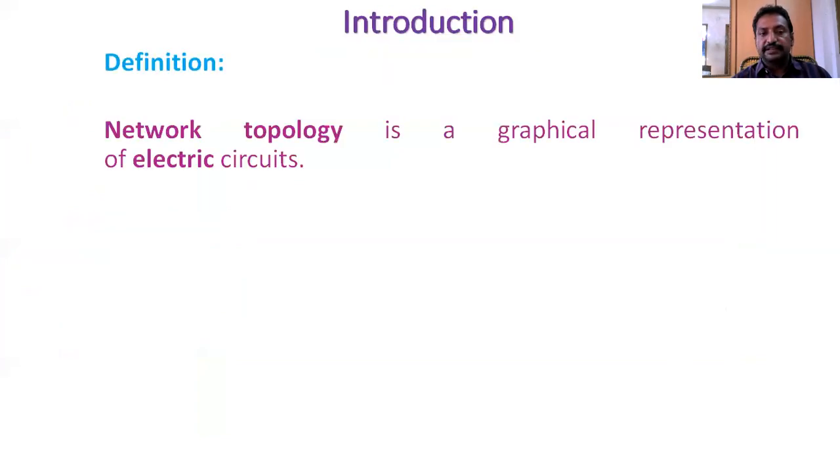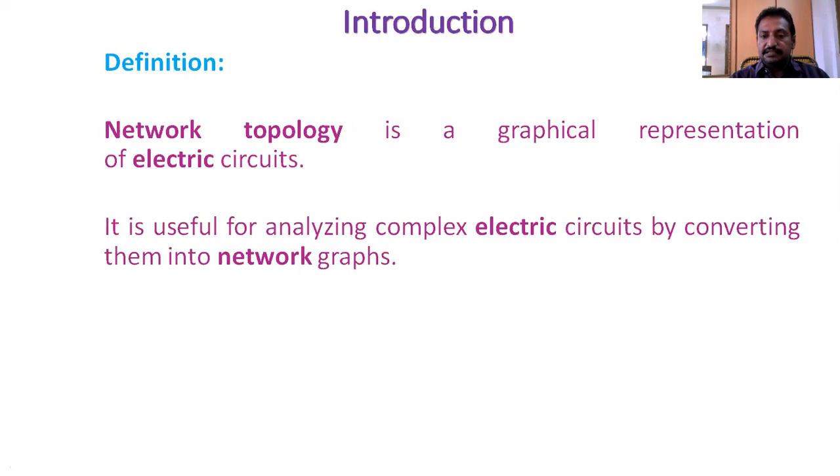First, we'll go through this definition. Network topology is a graphical representation of electrical circuits. So what is the meaning of graphical representation of electrical circuits? First of all, what is an electrical circuit? An electrical circuit contains passive and active elements that are interconnected. The interconnection of all active and passive elements is called a circuit.